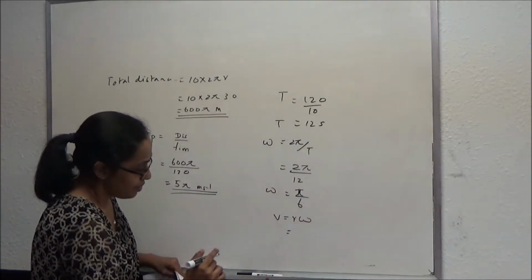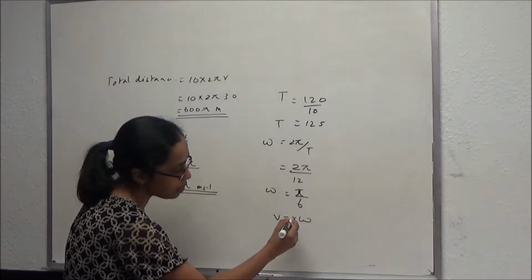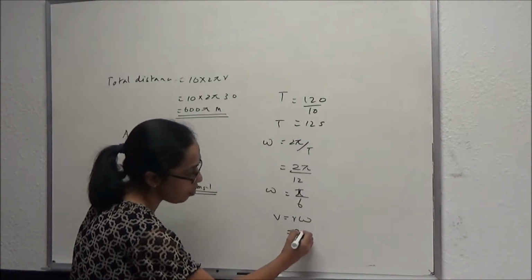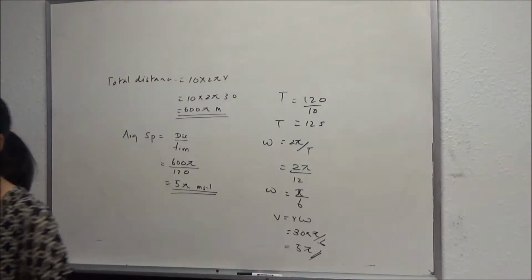V equals r omega. How much is r? R is 30. Omega is pi over 6. So v is 5 pi.